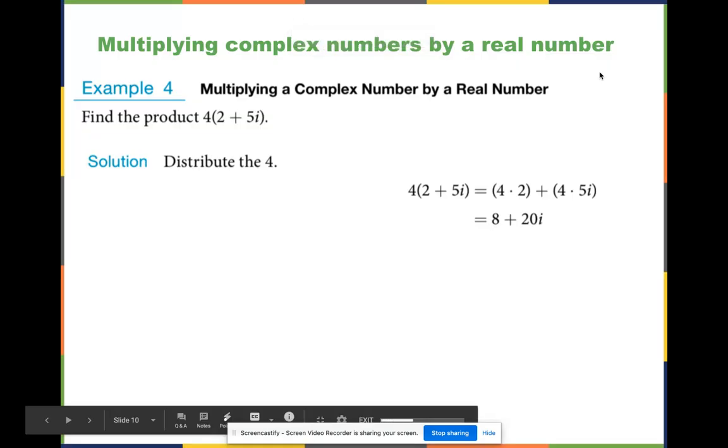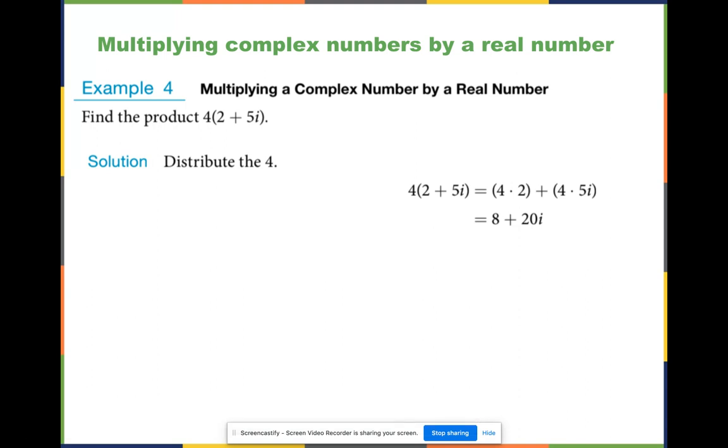Okay, now we're going to talk about multiplying and dividing complex numbers. It's a little bit harder than adding and subtracting, but you can do it. So if we want to multiply a complex number by a real number, like 4, here we have a real number times a complex number, it's just what you'd expect.